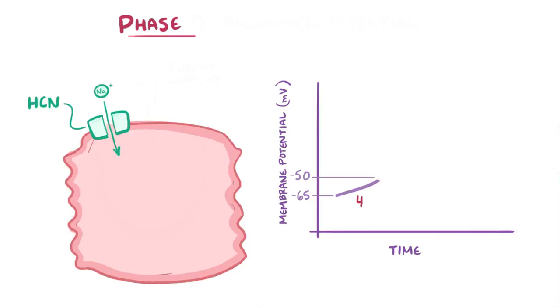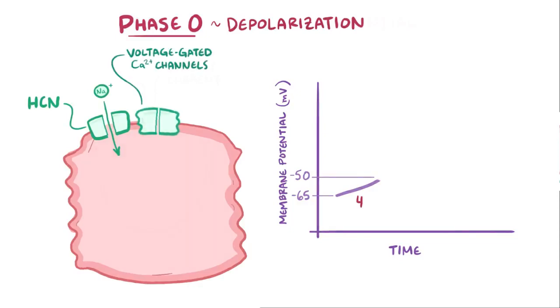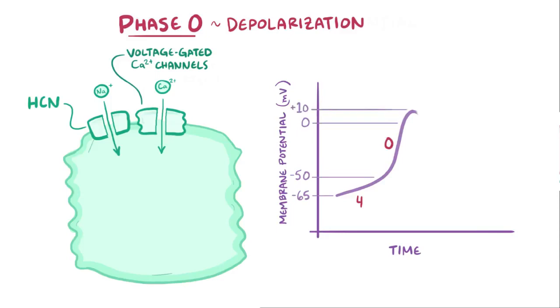Now, after phase 4 is phase 0, and this phase is known as the depolarization phase, even though the cell was slowly depolarizing in phase 4. Once the cell's membrane potential reaches about negative 50 millivolts, voltage-gated calcium channels start to open up, which allows calcium to flow into the cell. With sodium and calcium flowing into the cell, the membrane potential rises all the way up past 0 millivolts and into positive territory, peaking out at about plus 10 millivolts. This happens super fast, lasting only about 0.5 milliseconds.